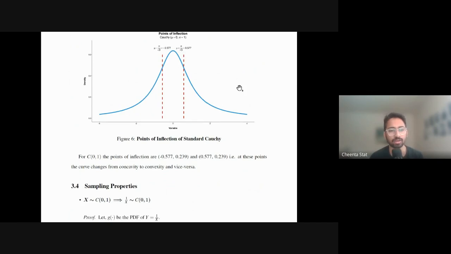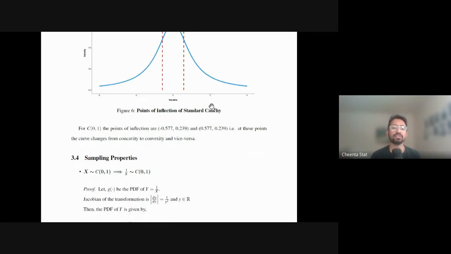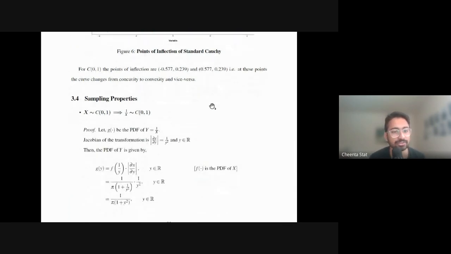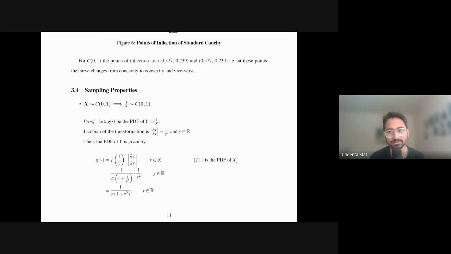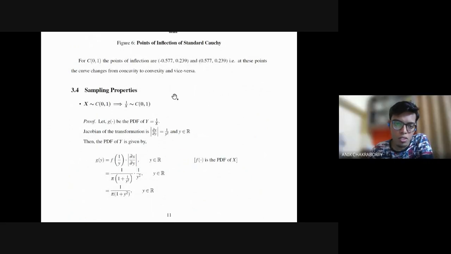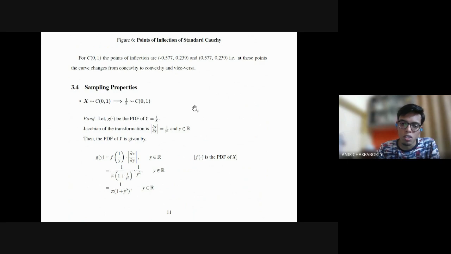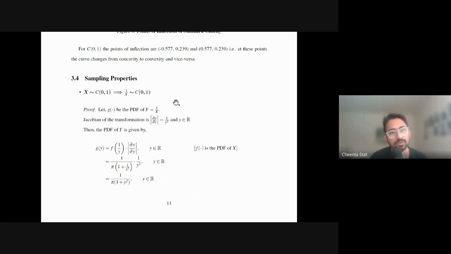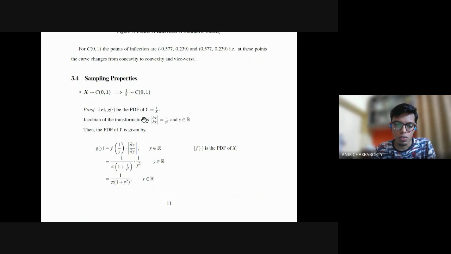Okay. So now coming to the interesting portions, the properties of Cauchy. The sampling properties. One is if x is following the Cauchy 0, 1 distribution, its inverse is also following the same distribution. And here is the proof by the transformation technique, the Jacobian technique.